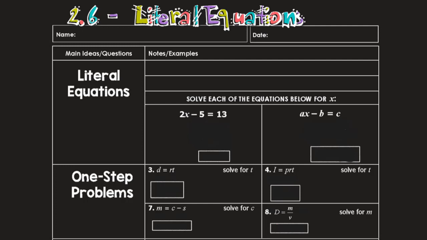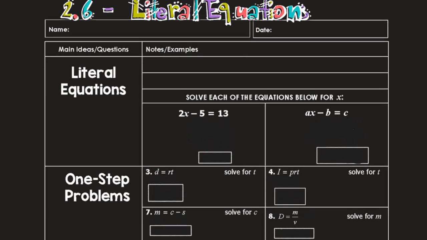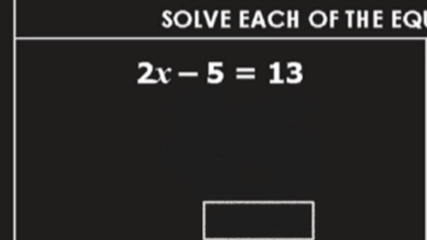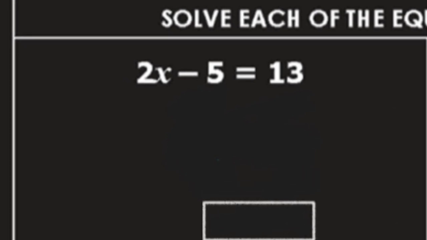2.6 Literal equations. Literal equations are equations that have multiple variables. Solving a literal equation is very similar to solving equations. In this two-step equation, we have multiplication and subtraction. We have to work backwards through PEMDAS, which means removing the subtraction first.